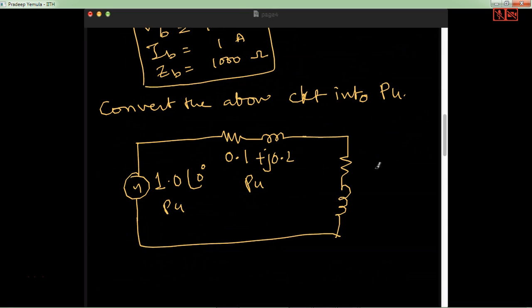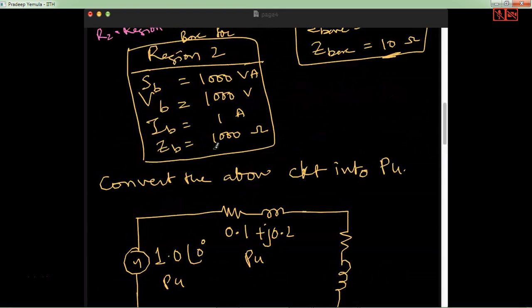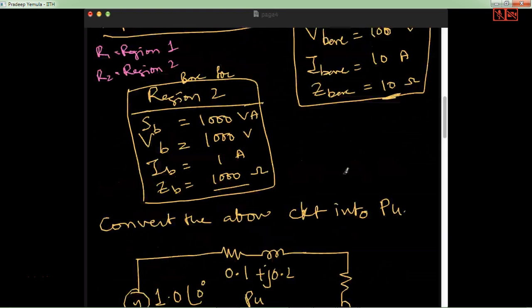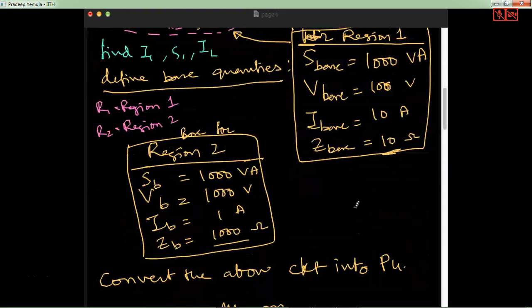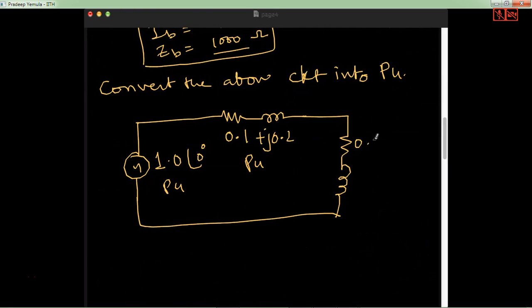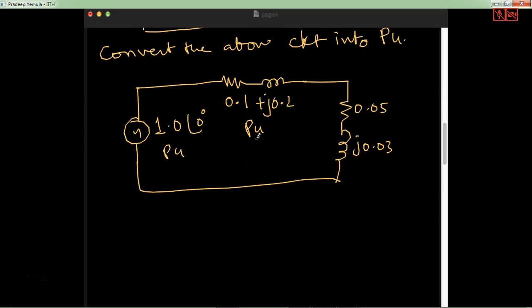What about this? Here the base is 1000. So if the base is 1000, your 50 will become 0.05 and 30 will become 0.03. If I divide this 50 plus J30 by 1000, I'll get 0.05 plus J0.03. So therefore now it is very simple.